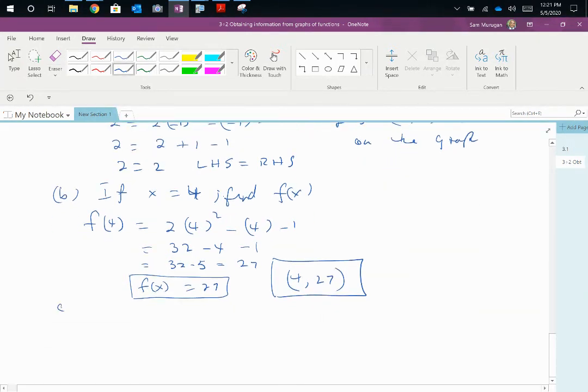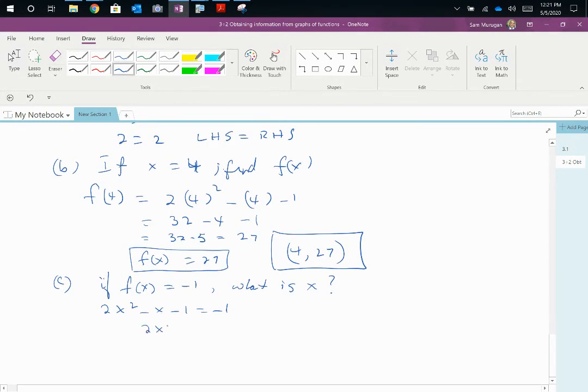Okay. Third part, if f of x equals -1, what is x? So essentially, y is equal to -1. What is x equal to? So we would set the equation 2x squared minus x minus 1 equal to -1. Add 1 to both sides. We've got 2x squared minus x is equal to 0.